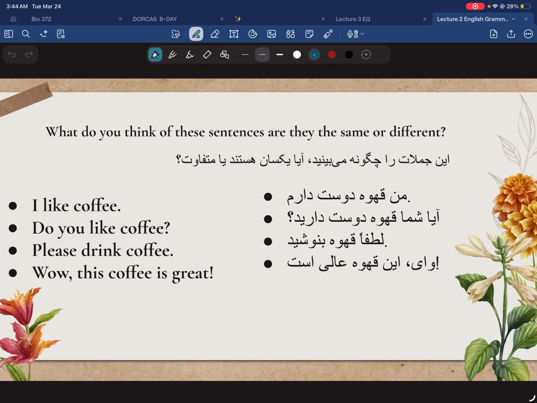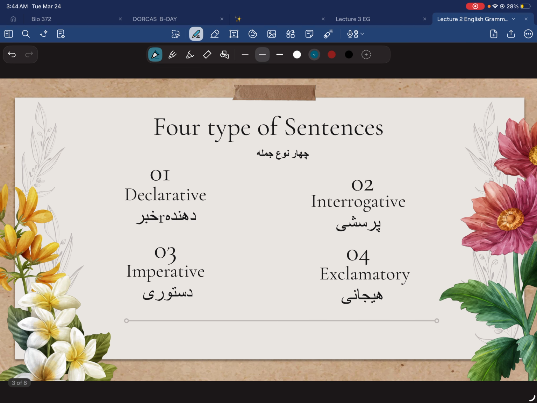If you said these sentences are different, you will be correct. They are different, and in this lecture we're going to be learning why. In English grammar, there are four types of sentences: declarative sentence, interrogative sentence, imperative sentence, and exclamatory sentence.